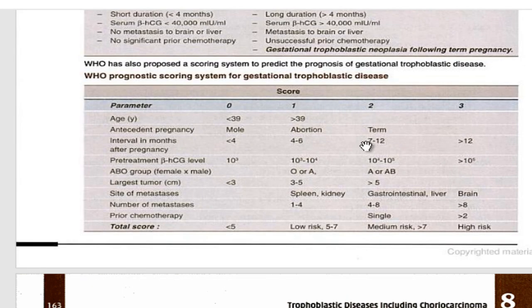Yes, these are the WHO prognostic indicators for gestational trophoblastic disease. As you can see, a term pregnancy carries a score of 2, so that's a risk. Blood group A carries a higher risk score, and a high pre-treatment HCG level carries a very high risk. The interval between the end of the pregnancy and the initiation of chemotherapy, if more than 12 months, is again a risk factor.